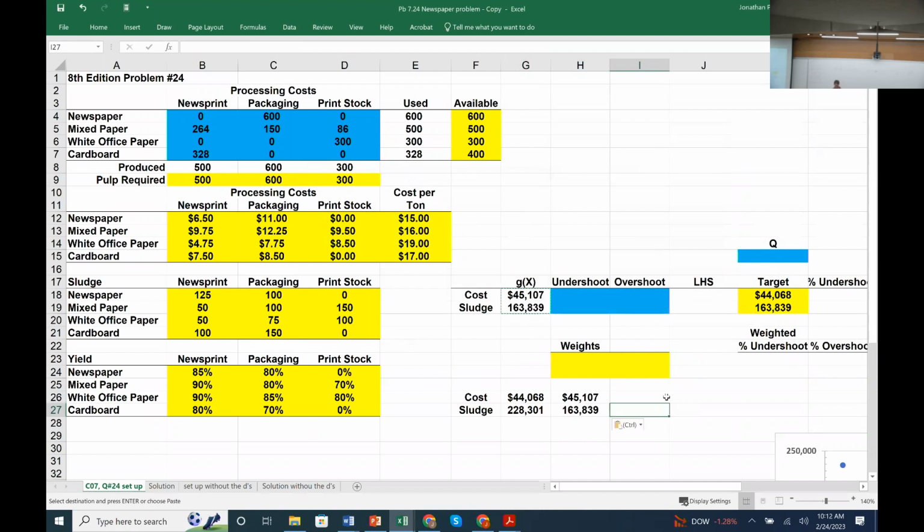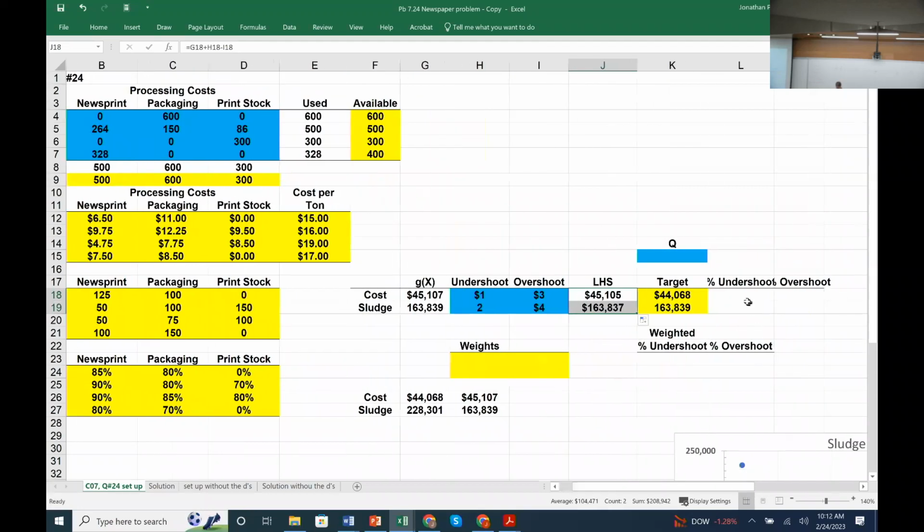That pre-step, finding the targets, is like the mold. Then to turn it into a GP, we do the automatic pilot: what you get plus undershoot minus overshoot is the left-hand side of the soft constraint. And what we're really focused on is percentages. So the deviational variables divided by the target gives us the deviations in percentage terms.